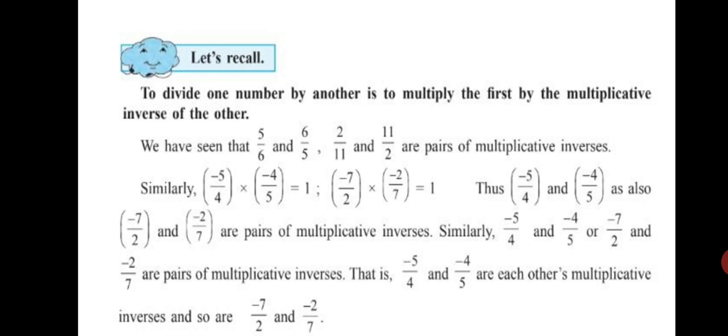So we have seen that 5 upon 6 and 6 upon 5, 2 upon 11 and 11 upon 2 are pairs of multiplicative inverses. Similarly, minus 5 upon 4 into minus 4 upon 5 is equal to 1. 5 ones are 5 gets cancelled, 4 ones are 4 and minus minus becomes plus. Similarly, minus 7 upon 2 into minus 2 upon 7 is also equal to 1. So what does this tell us? Thus, minus 5 upon 4 and minus 4 upon 5, as also minus 7 upon 2 and minus 2 upon 7, are pairs of multiplicative inverses.